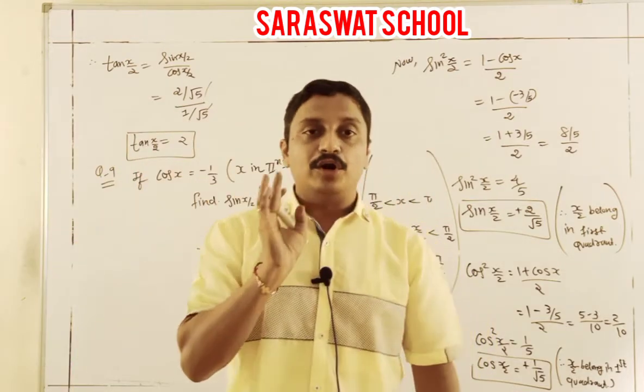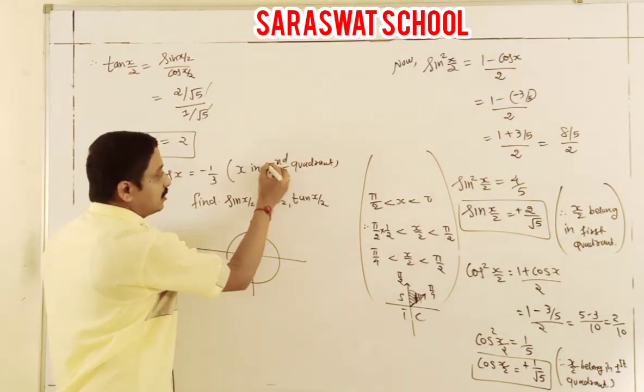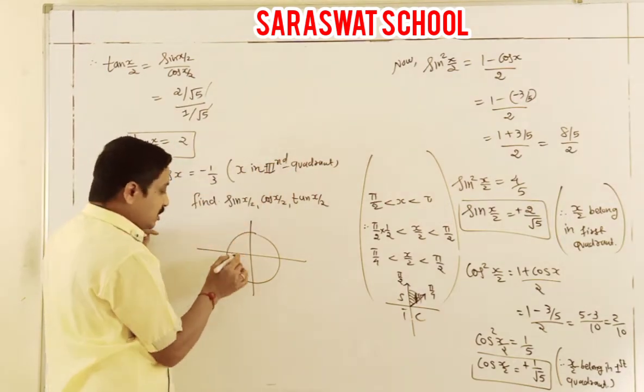Sorry, x is in the third quadrant. Cos x is minus 1 by 3. Here the third is given, students. So the third quadrant is where you are here.